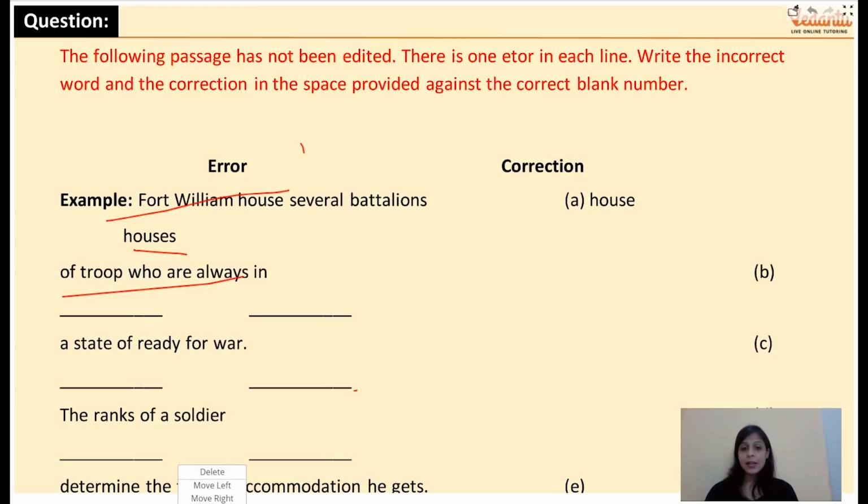One minute, guys. Okay, let's see what the answer is.